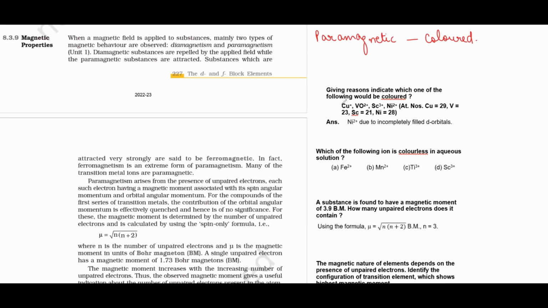So what you have to do is simply write their electronic configurations and see if they are paramagnetic or not. In case they are paramagnetic, they will be colored, otherwise colorless.